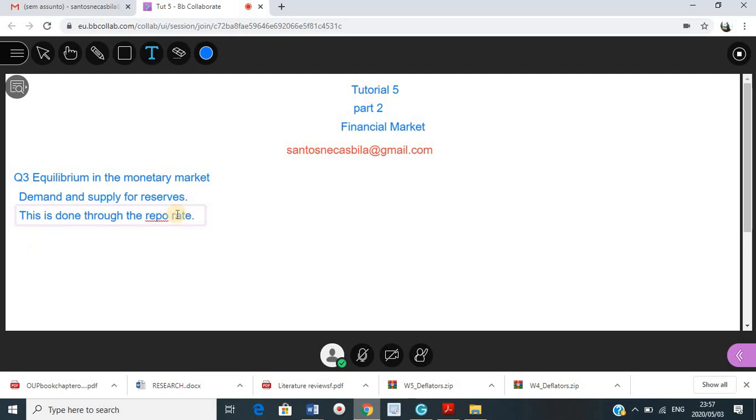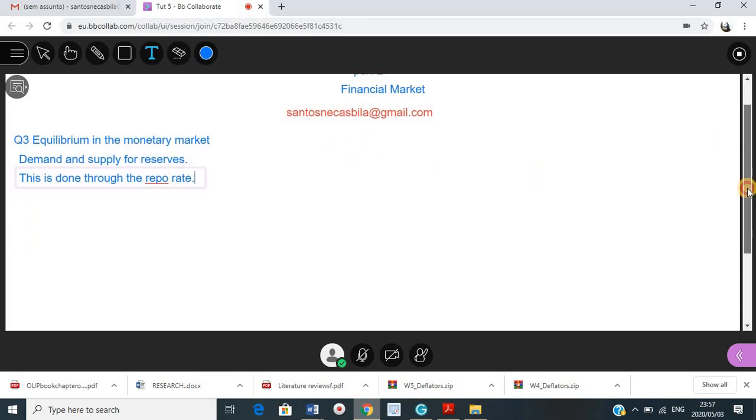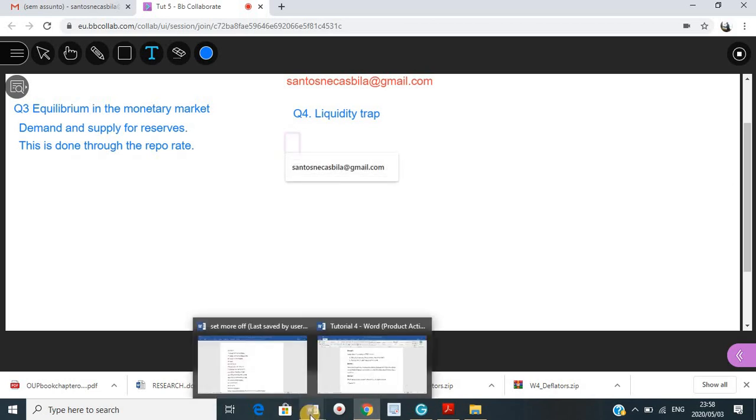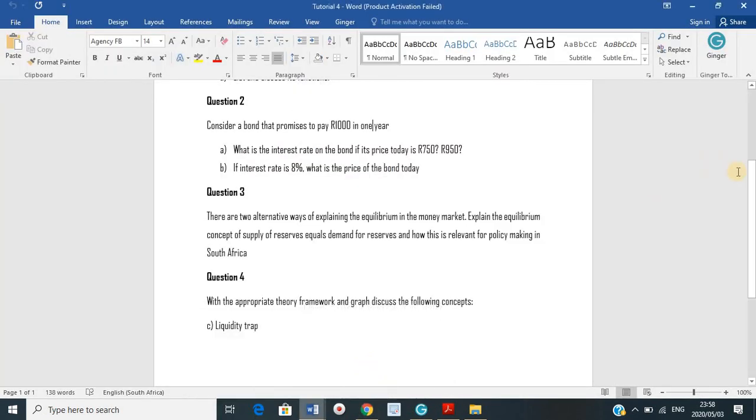Okay, so we can jump to the last one, question 4: liquidity trap. Let's see what the question says. With the appropriate theory, framework, and graph, discuss the following concept: liquidity trap.